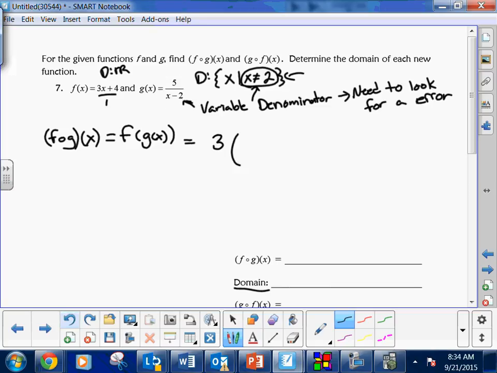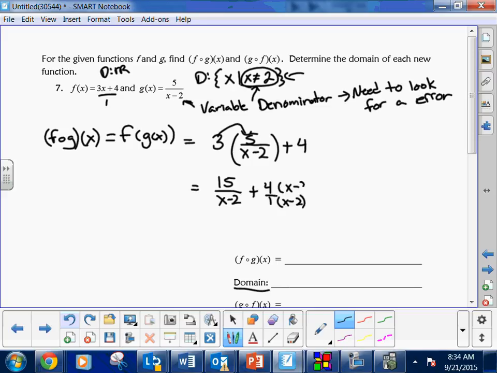3 times 5x minus 2 plus 4. All I have to do is cross multiply there. I'll get 15x minus 2 plus 4. When you have two fractions like this with the variable in the denominator, we have to get one common denominator. Currently this is 1, so it's missing the x minus 2 in order for me to get a common denominator.